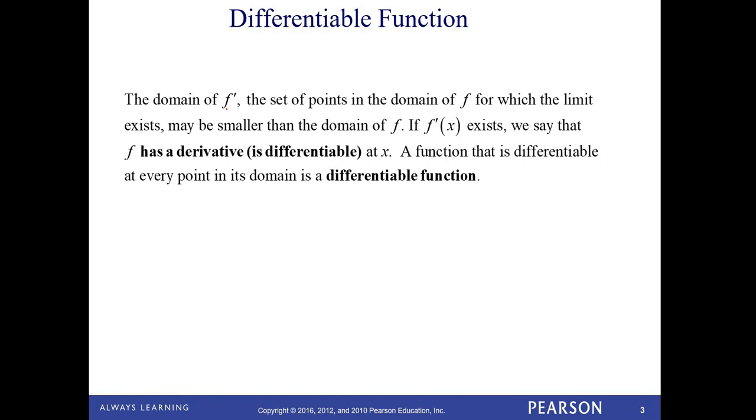The domain of f prime, the set of points in the domain of f for which the limit exists, may be smaller than the domain of f. So in other words, we may not be able to find a derivative at every point of the function. However, if f prime exists, we say that f has a derivative or is differentiable at x. A function that is differentiable at every point is a differentiable function. So a function can be differentiable on part of its domain, or it can be differentiable on the entire domain.